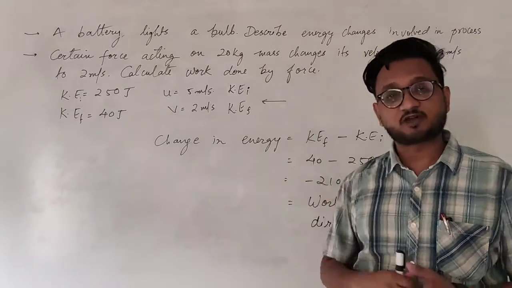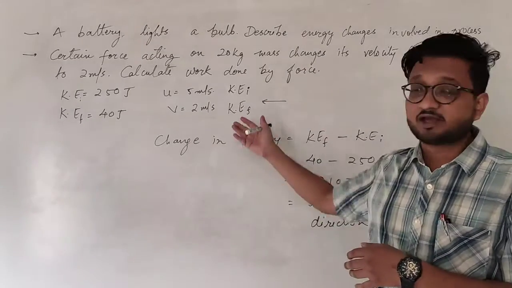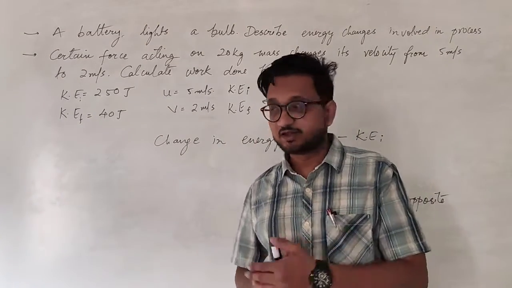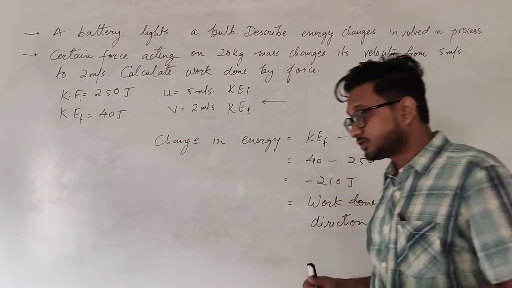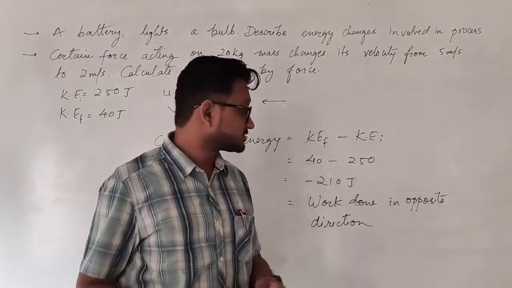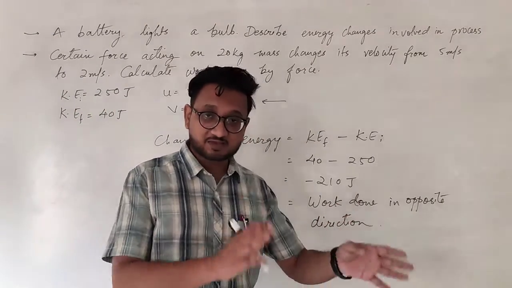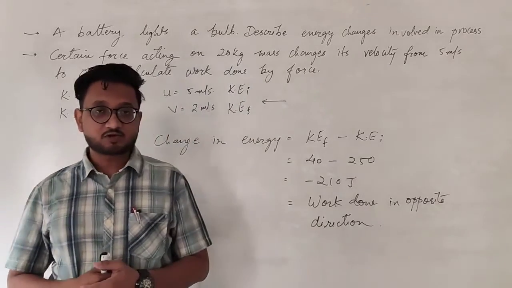For the first one, we are using 5 meters per second because that is the initial velocity. And the second time we are using the final velocity. Finding the kinetic energy and taking the difference of the two, you get the change in energy, and that change in energy is equal to the work done. Because we were doing this much amount of work, that is why that much amount of energy has changed. Simple. Okay. Moving on to the next one.